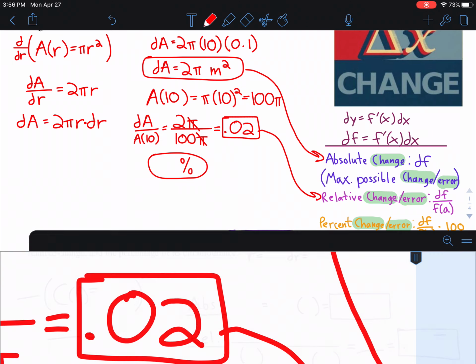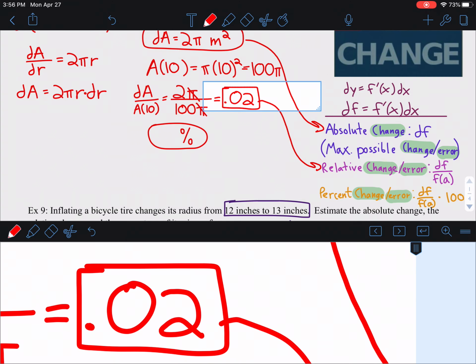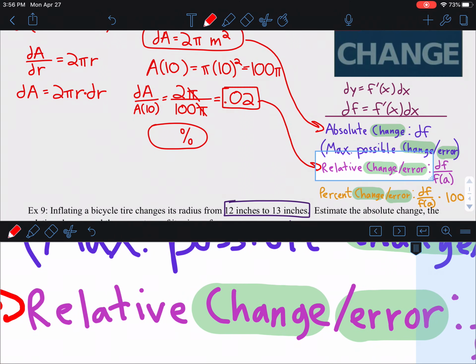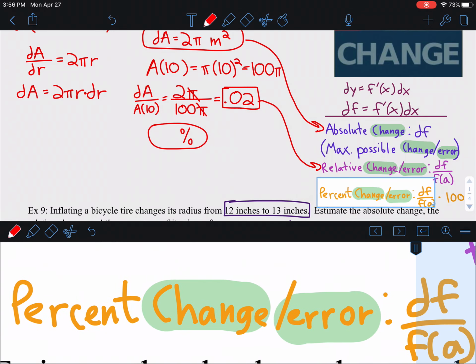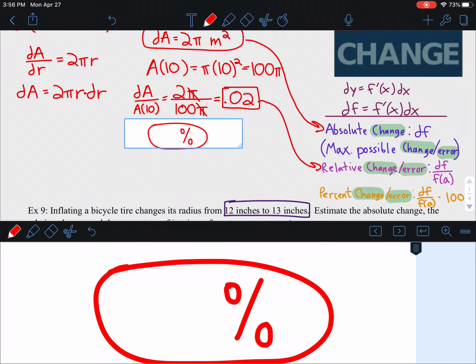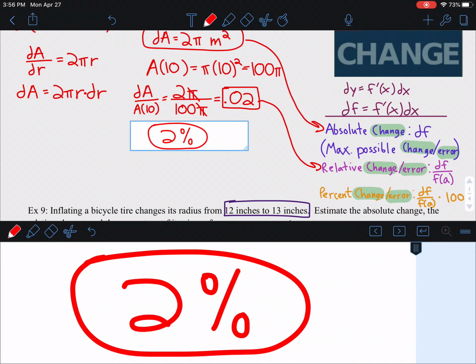Okay, and the last thing, and this is a little hint for the quiz and test this chapter, I'm never going to have you answer a question with the relative change, right? You're going to calculate relative change a lot. You're going to use it in calculations, but I'm always going to ask you for a percent, right? So we take that 0.02, multiply it by 100, and we get 2%, okay?